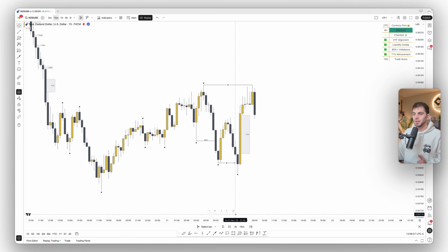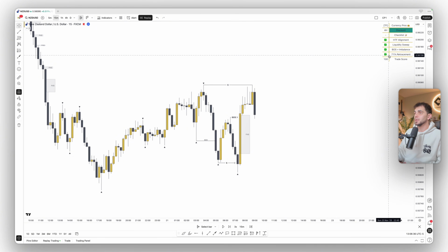Now, here's what I mean by imperfect. The break of structure is not very clear here. This is more so an internal break of structure, but it is a break of structure nonetheless. Now, we definitely have an imbalance here, or fair value gap. You can see that my indicator is printing that very clearly, kind of hard to miss.